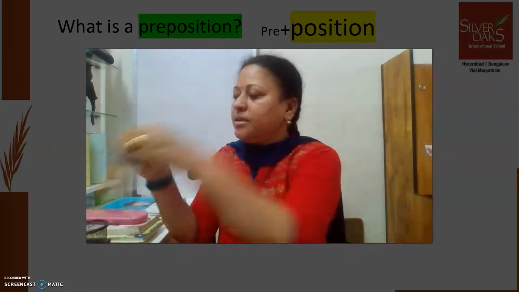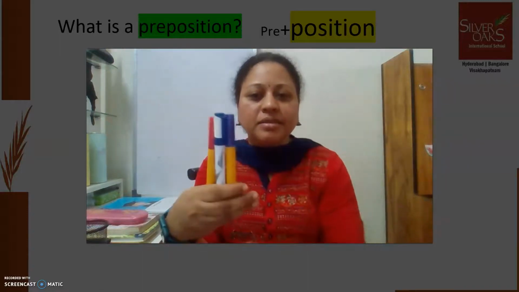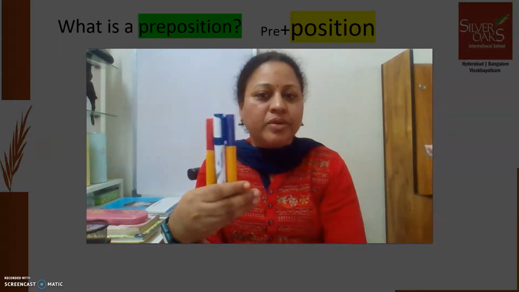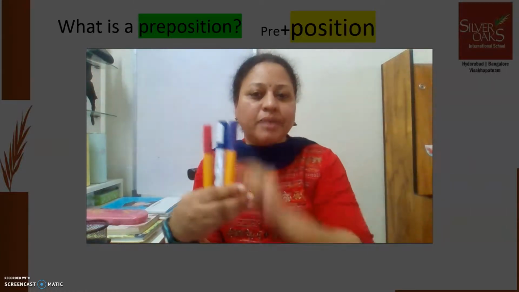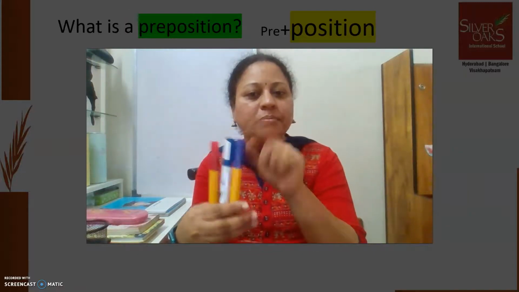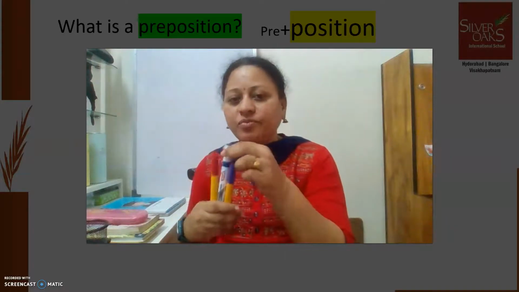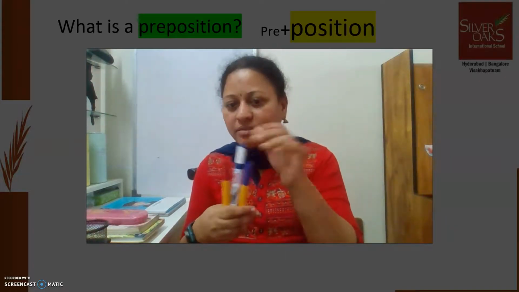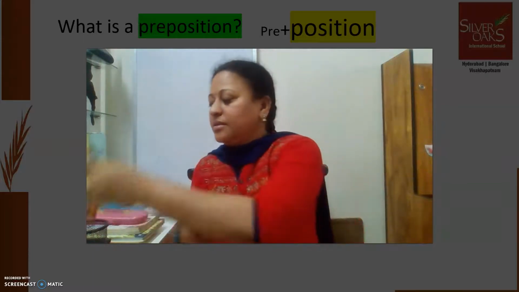Okay, tell me, where is this blue marker placed? Where is the blue marker placed? It is placed in between purple and red markers. The blue marker is between the red and purple markers. Right? So here the word between, that is also telling its position. It is between the other two markers.